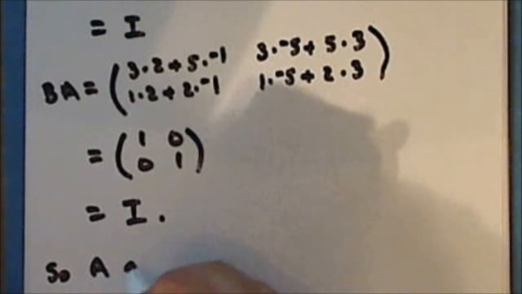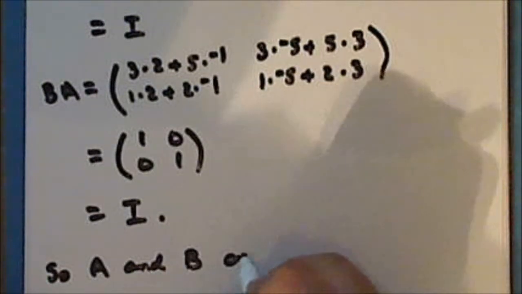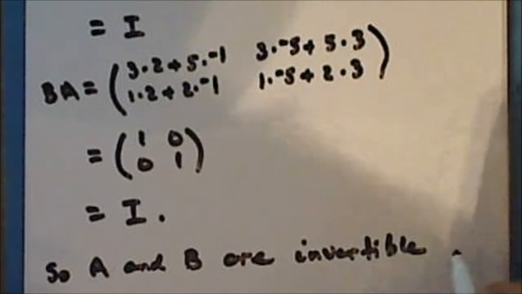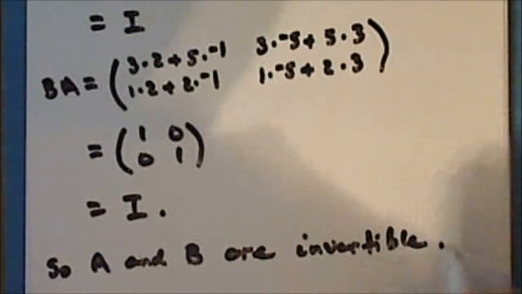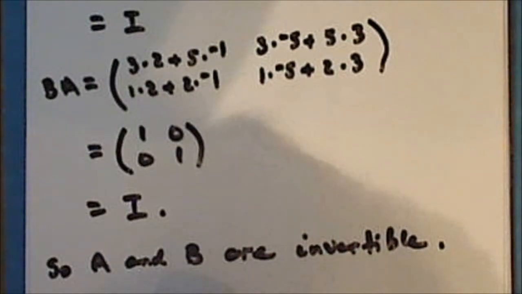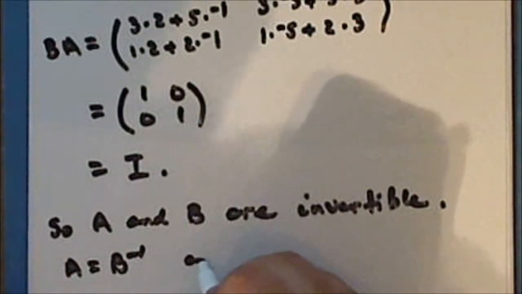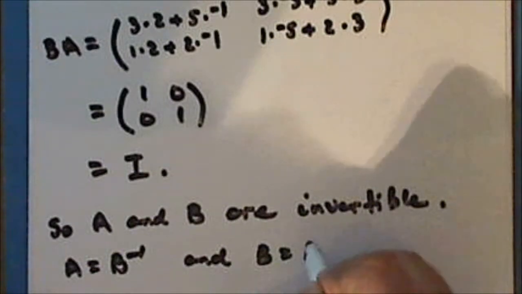So the matrices A and B are invertible. The matrix A is the inverse of the matrix B, and the matrix B is the inverse of the matrix A.